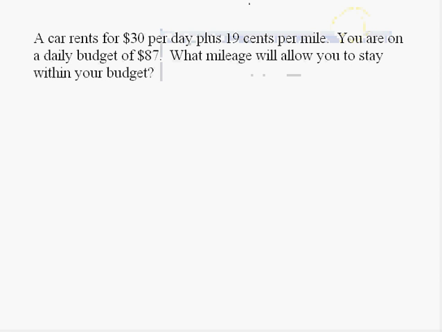So the unknown, the thing we're looking for, is the number of miles that we are allowed to drive to stay within our budget. So let's let that be X. So we'll label X as the mileage that we're allowed to drive. And so how do we set up an inequality that involves X using this information they gave us?